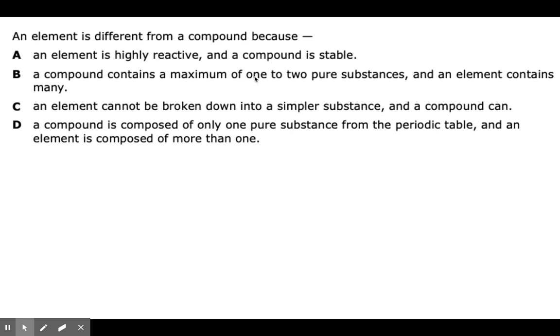Compounds contain a maximum of one or two pure substances. Well, it could actually have a lot more than just one or two, so that's not right. An element contains many. Well, that's definitely wrong. An element cannot be broken down into simpler substances. That's true. And a compound can. That's true. So C looks good. A compound is composed of only one pure substance. That's not what a compound is. That's already wrong.